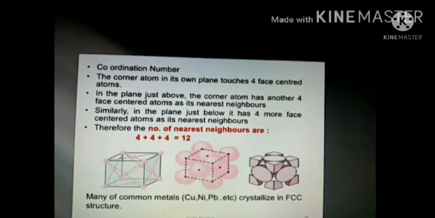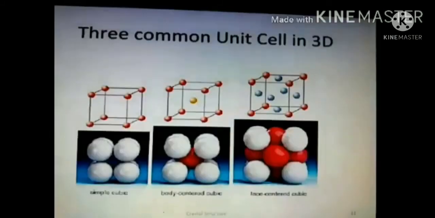Many common metals crystallize in this structure, for example lead, copper, and nickel. This is one of the crystal structures, with atoms at the face centers and the closest nearest neighbors. There are 3 common unit cells in 3D: first simple cubic, then body center cubic, and face center cubic.